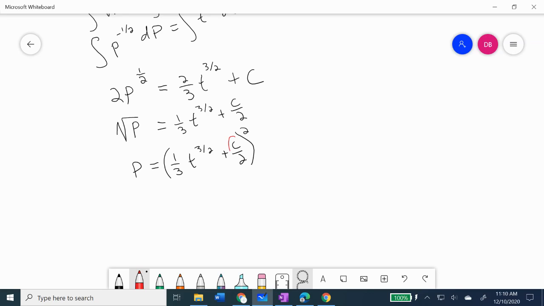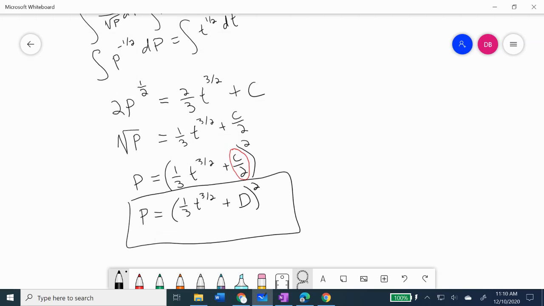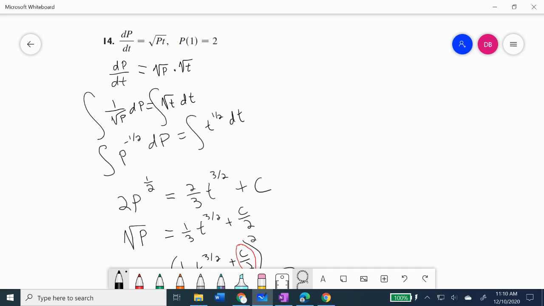Most math people are going to take an unknown constant divided by 2 and just use a different letter for that unknown constant. I'll use a capital D. And this was an initial value problem. That means I need to take this and find my D.